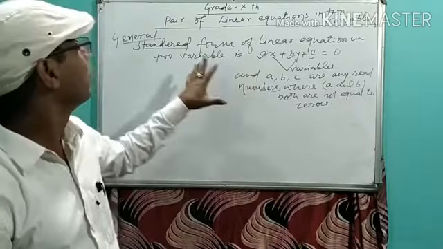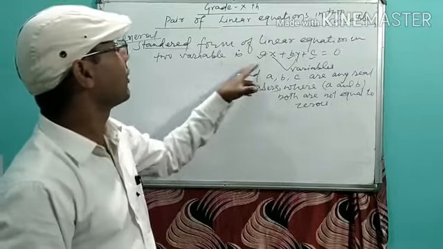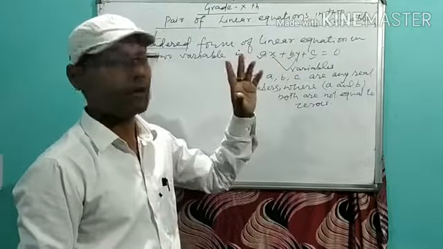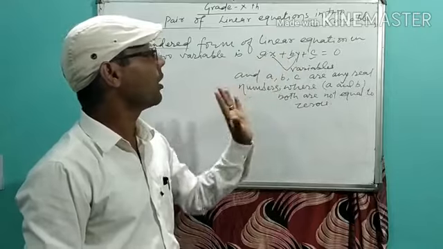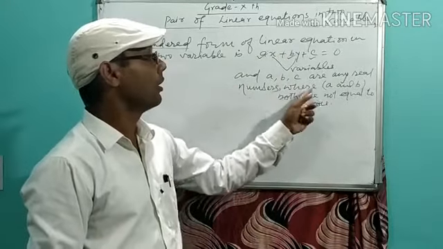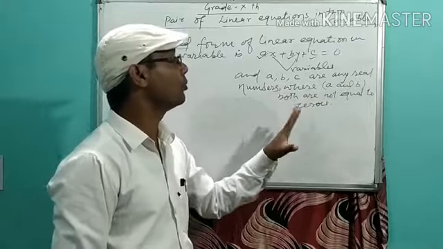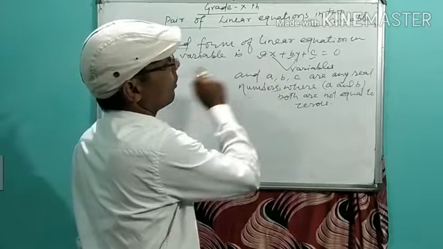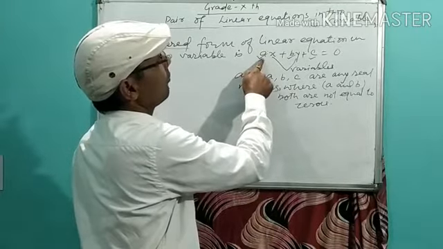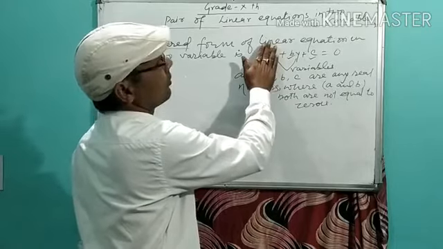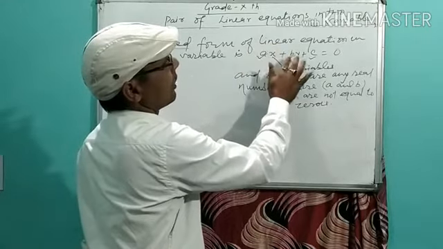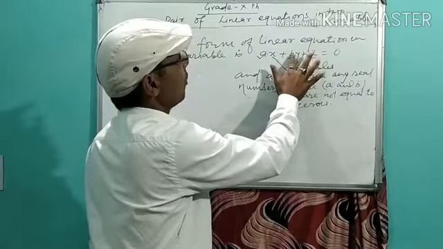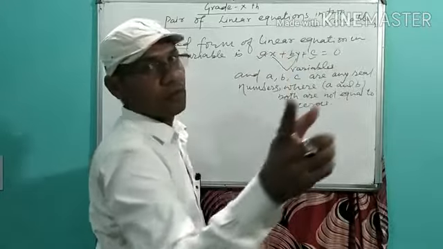In the standard form of linear equation, ax plus by plus c, here two variables x and y are there, and a, b, c are any real numbers where a and b both are not equal to 0. If a is 0, then what will be 0 into x? This will be omitted, and the remaining part will be linear. Suppose b is 0, then ax plus c will be linear.